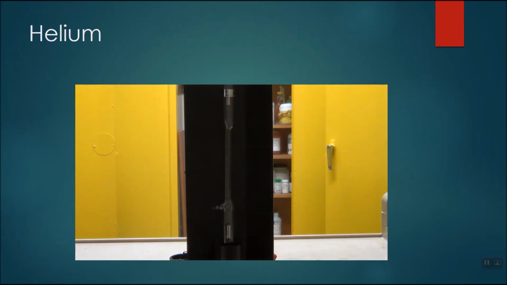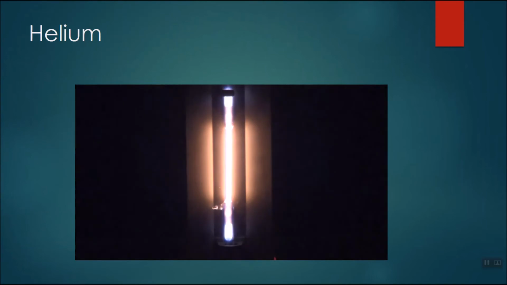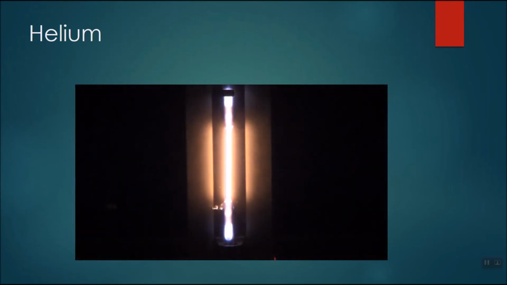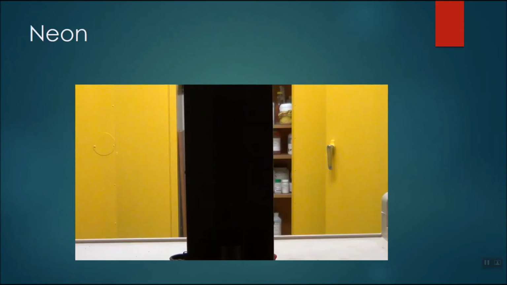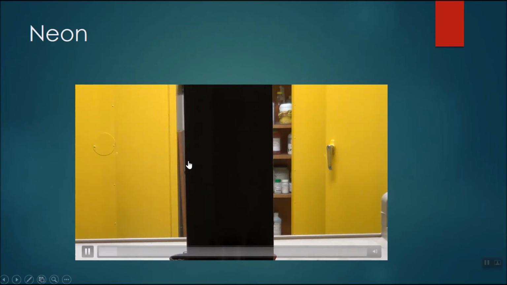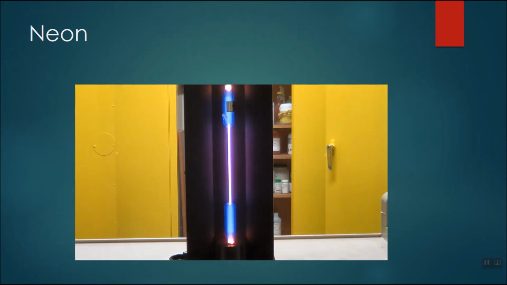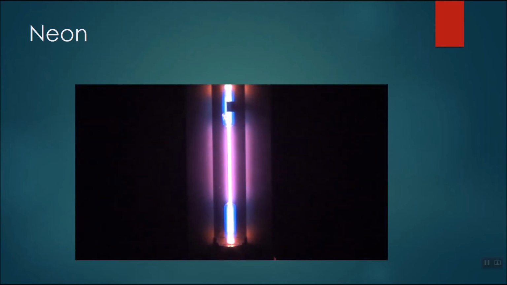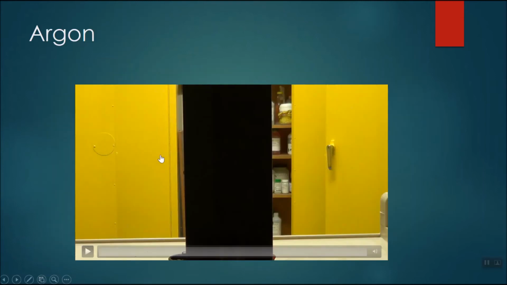Helium. Here are the spectral lines that we would be seeing from the sun. That and hydrogen. Helium. Neon. Argon.